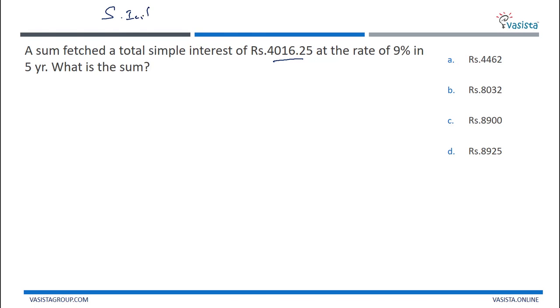Simple interest problem. Right. What they have given, let us list out here. They have given simple interest, that is 4,016 rupees 25 paisa, and they have given the rate is 9%, and the time is 5 years. What we are supposed to find out is the sum. The sum is nothing but the principal.